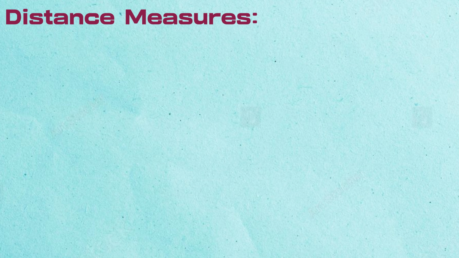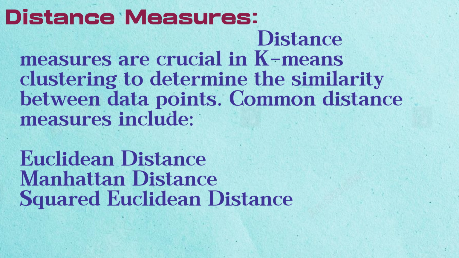Distance measures. Distance measures are crucial in K-means clustering to determine the similarity between data points. Common distance measures include Euclidean distance, Manhattan distance, and squared Euclidean distance.